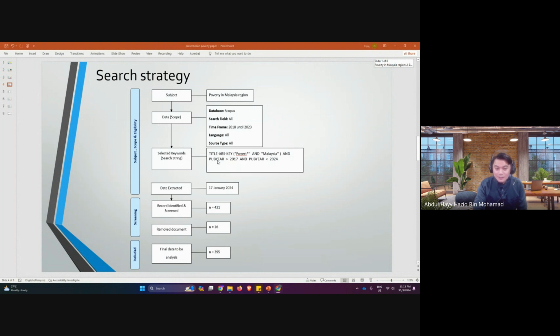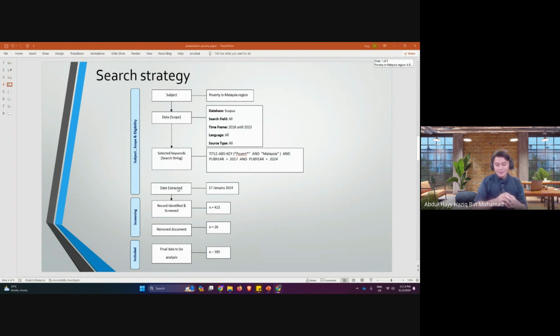And in terms of publication year, it is more than 2017 but less than 2024. So the time frame here is within 2018 until 2023. And the data was extracted on 17 January 2024.